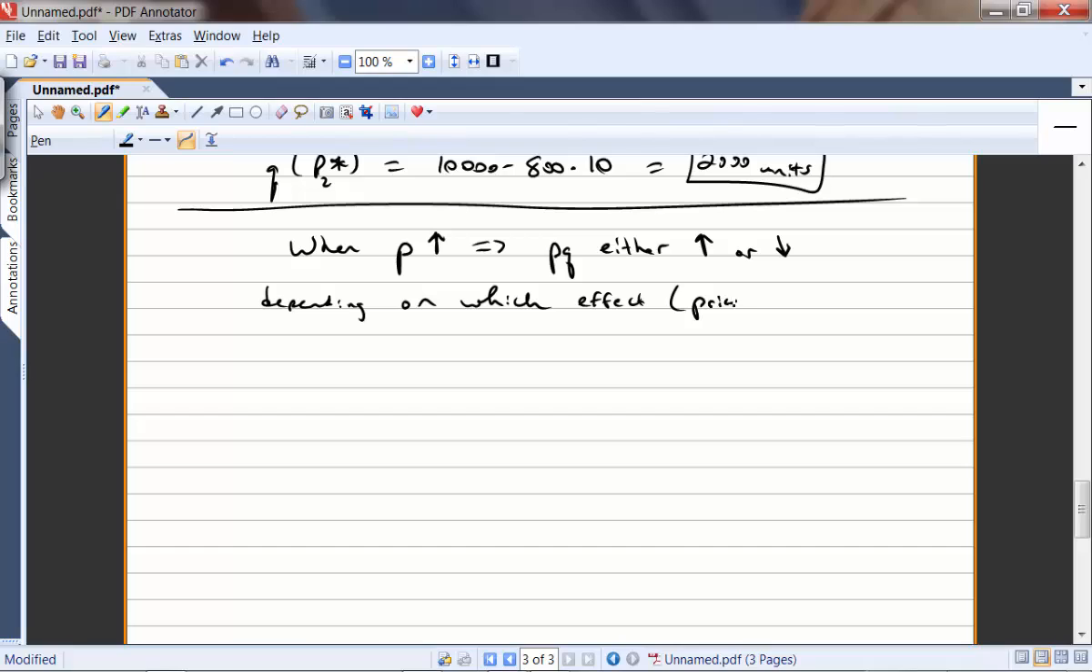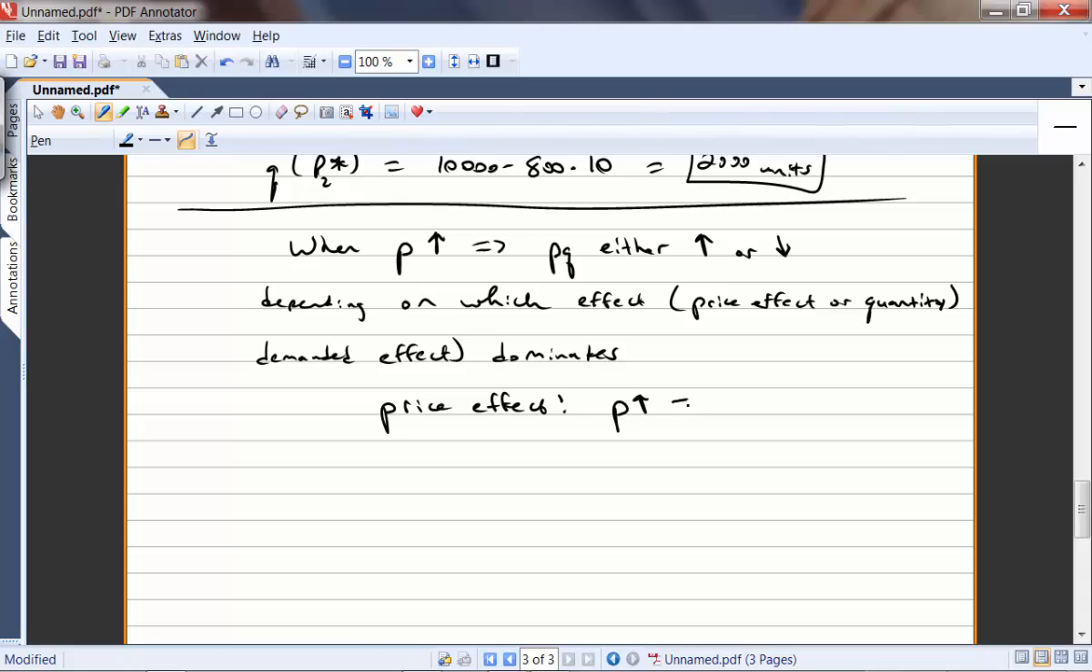and the effects are the price effect, or we'll call it the quantity demanded effect, depending on which effect dominates. So when price goes up, revenue will either go up or down depending on which effect dominates, either the price effect or the quantity demanded effect. What's the price effect? Price effect is a price increase leads to revenue being affected positively. Positive effect on revenue.